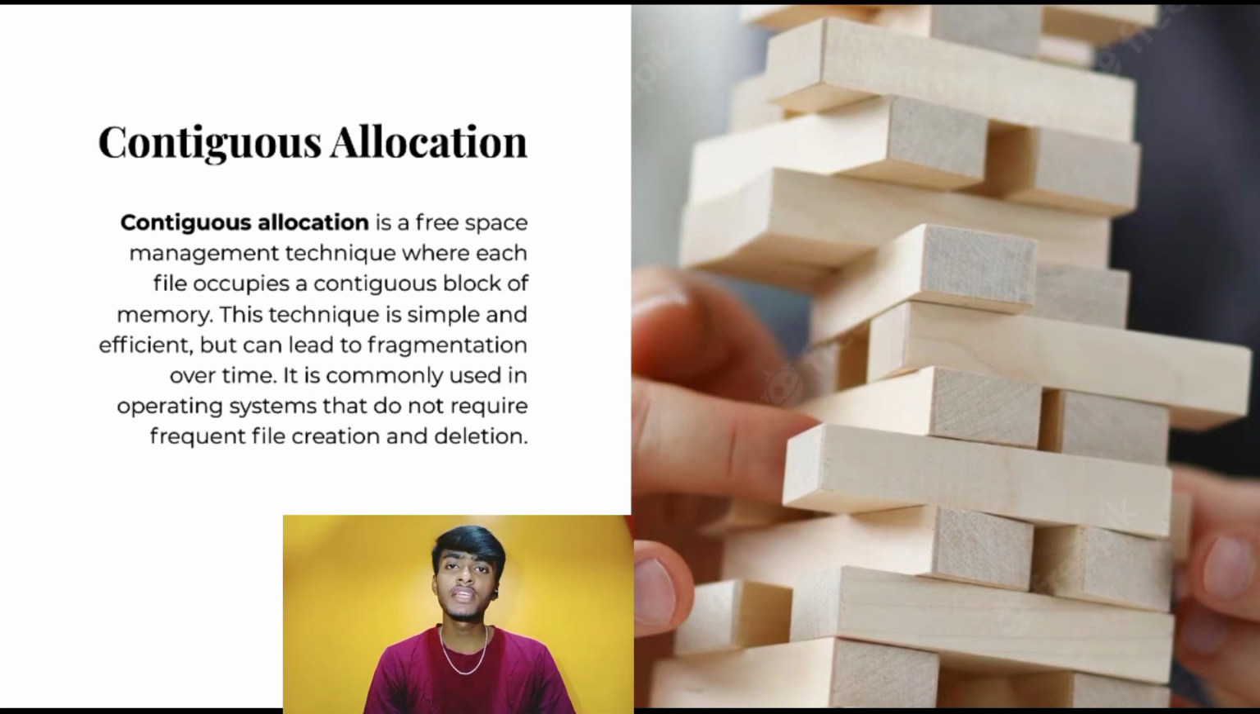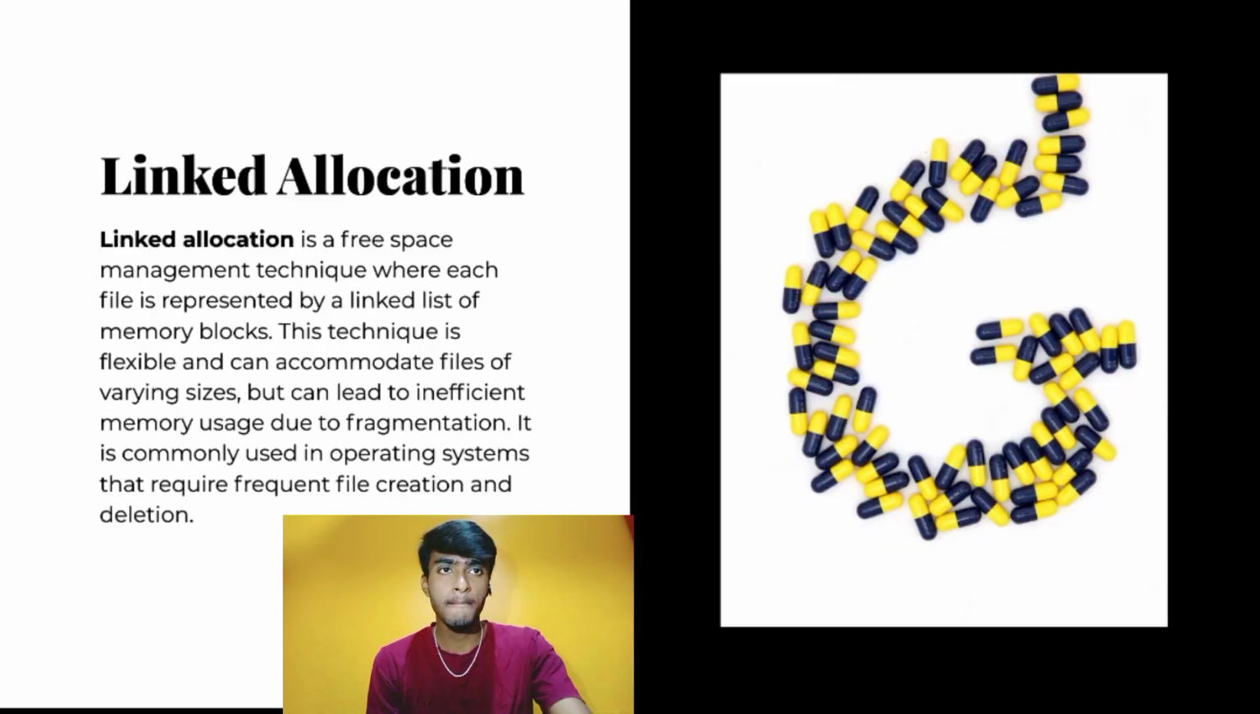Now let us see the contiguous allocation technique. Contiguous allocation is a free space management technique where a file occupies continuous blocks of the memory. In between, there is no block empty. This technique is simple and efficient but can lead to fragmentation. This is the disadvantage of this technique. It leads to fragmentation over time. It is commonly used in operating systems that do not require frequent file creation and deletion.